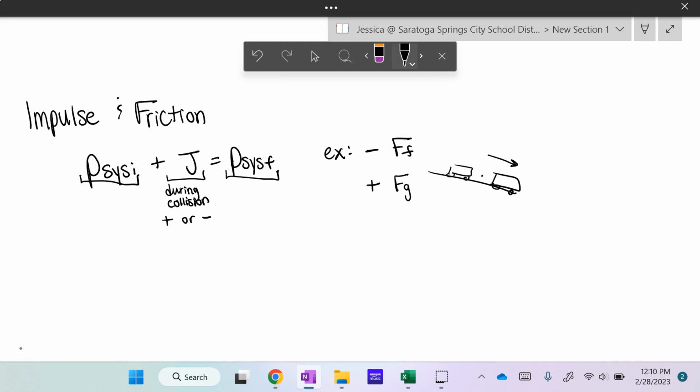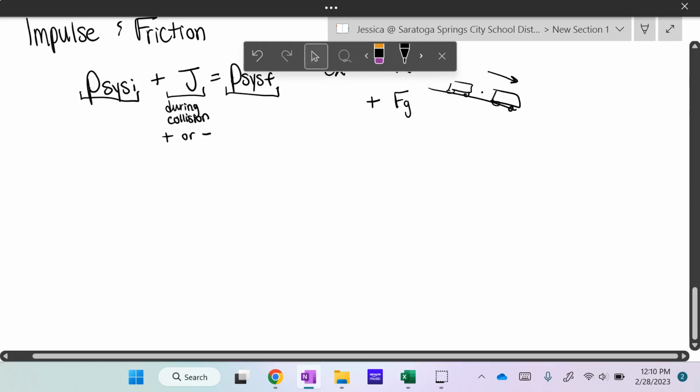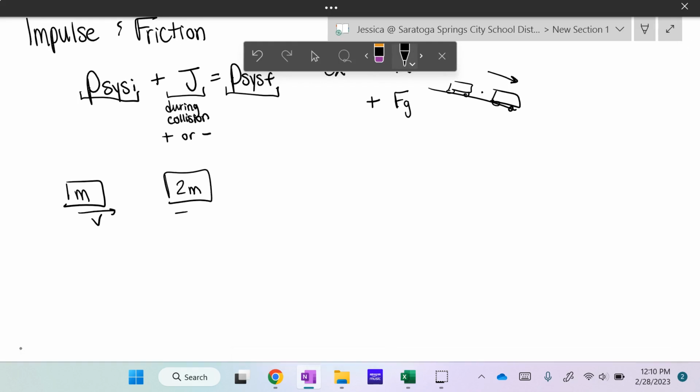So let's do kind of that similar example where we now have M moving at V, 2M moving at 2V, but when they collide, they come to a stop. Okay. And they collide, they come to a stop.